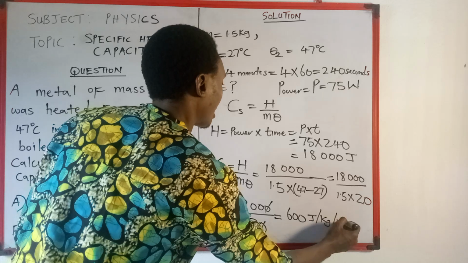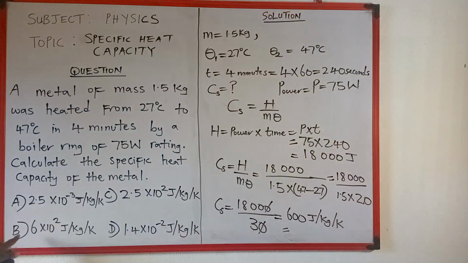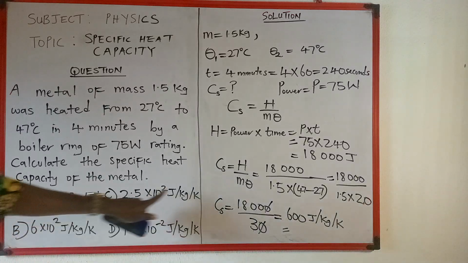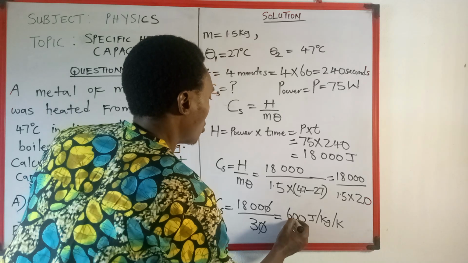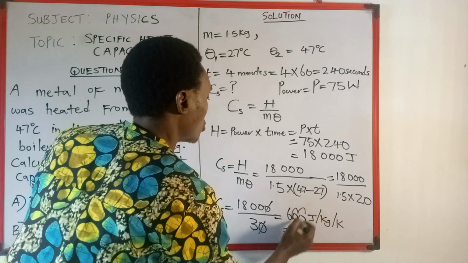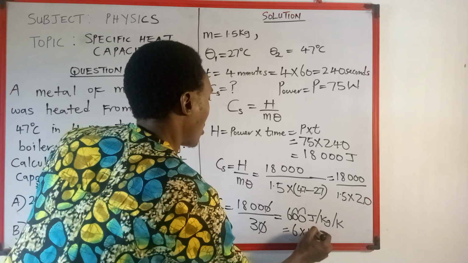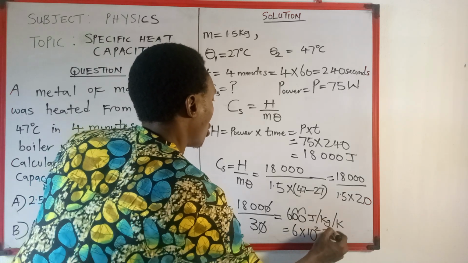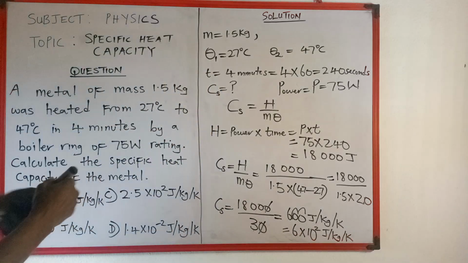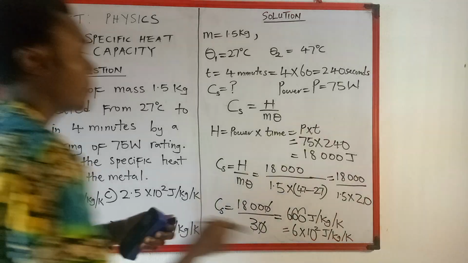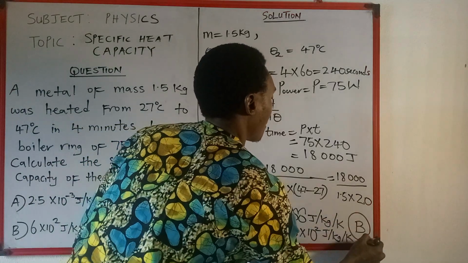kilogram per Kelvin. Now, you check in the options, there's nothing like that in the options because the options are in standard form. So let's convert this to standard form now. Go 1, 2. So we're going to have 6 times 10 raised to the power of 2 joule per kilogram per Kelvin. So making option B to be our final answer.